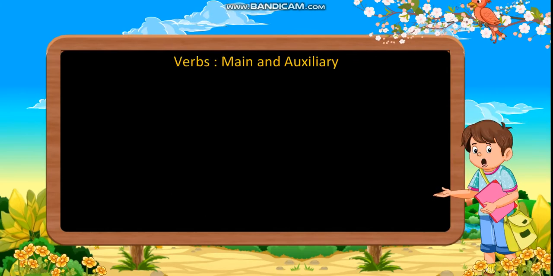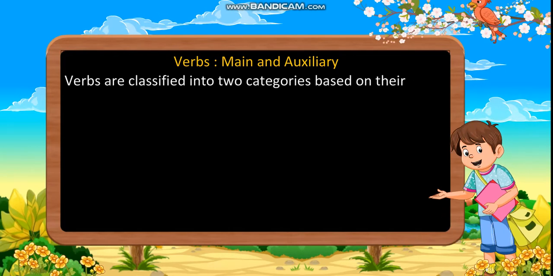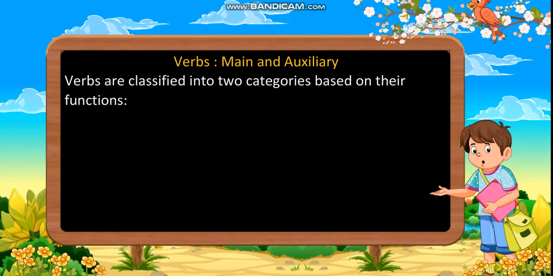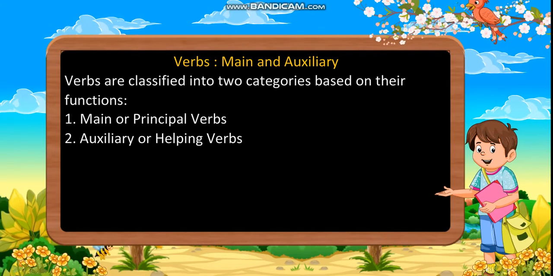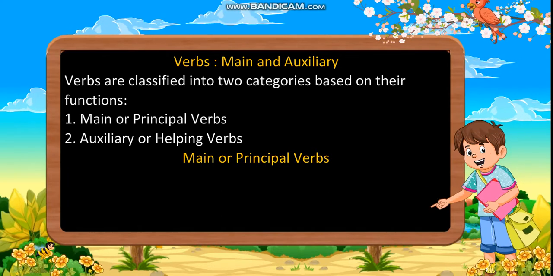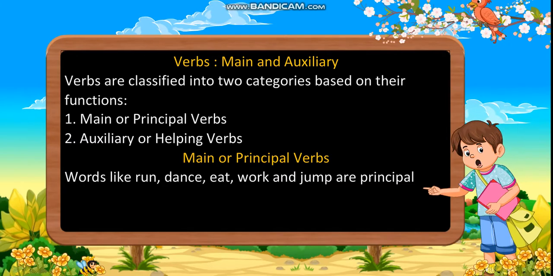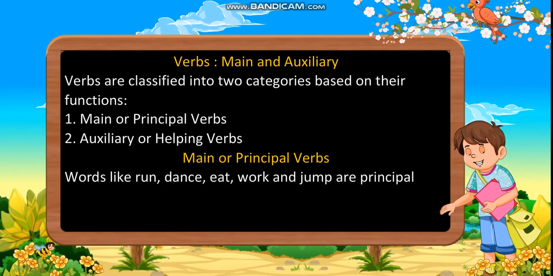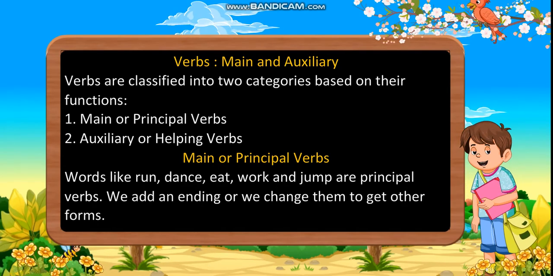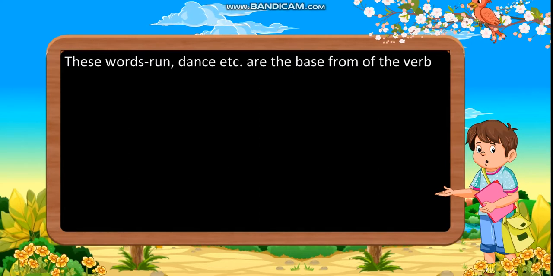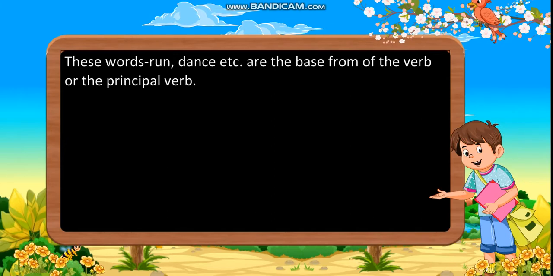Verbs, main and auxiliary. Verbs are classified into two categories based on their functions. First, main or principal verbs. Second, auxiliary or helping verbs. Main or principal verbs: words like run, dance, eat, work, and jump are principal verbs. We add an ending or we change them to get other forms. These words, run, dance, etc., are the base form of the verb or the principal verb.